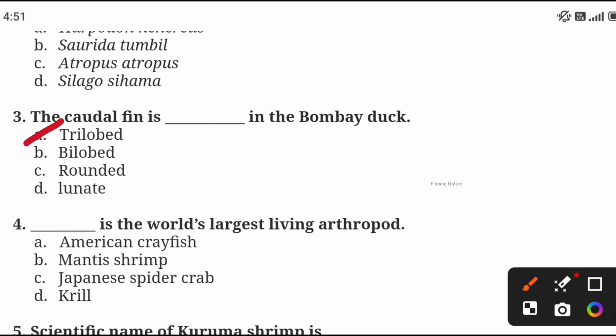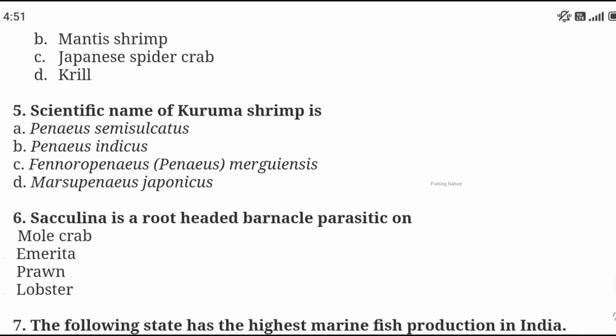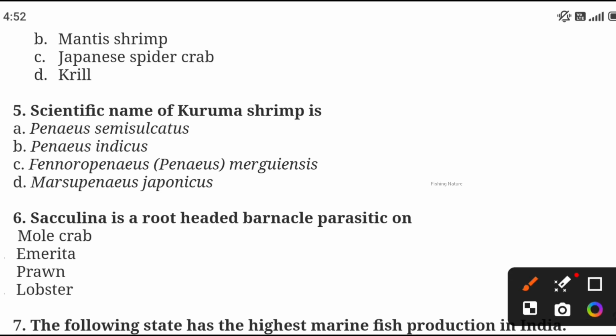Next, dash is the world's largest living arthropod. They are asking which is the largest among these. It is the mantis shrimp. Next, the scientific name of kuruma shrimp is Marsupenaeus japonicus. Next, Sacculina is a root-headed barnacle parasitic on which animal? It is parasitic on the mole crab.